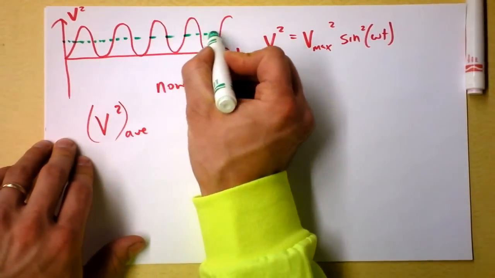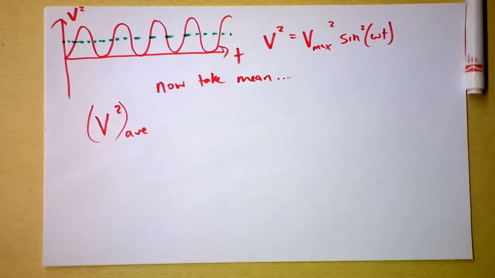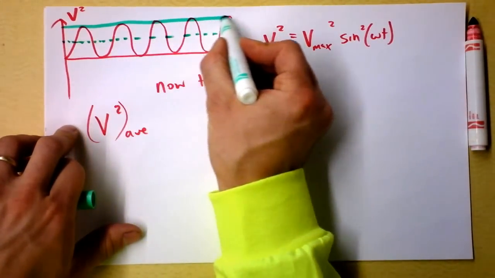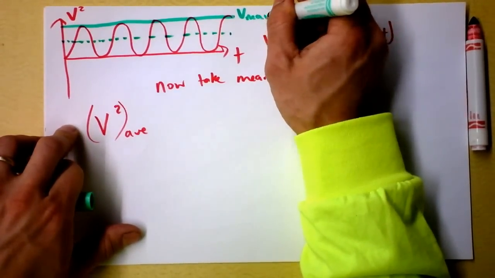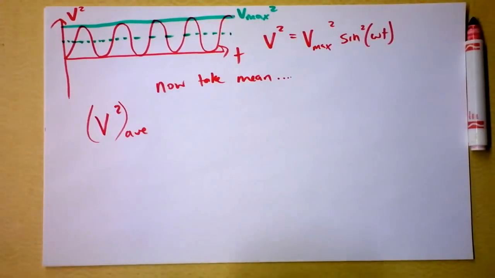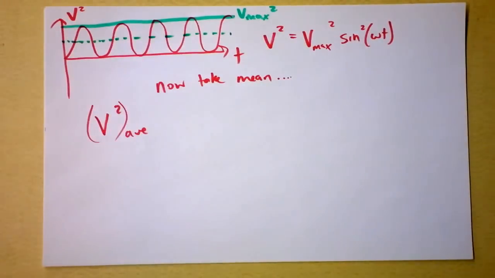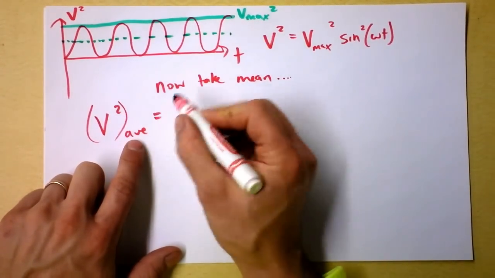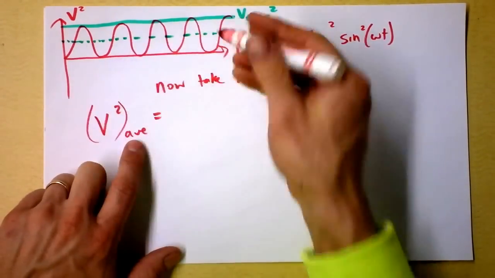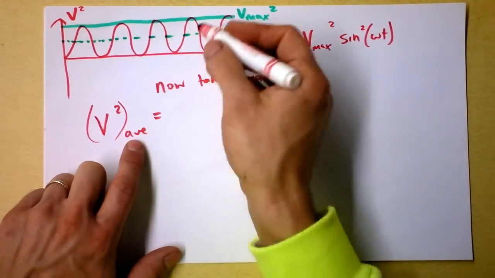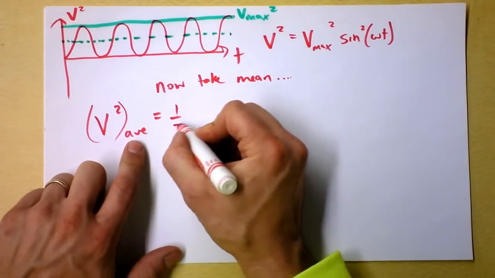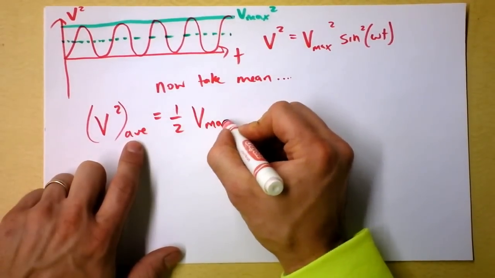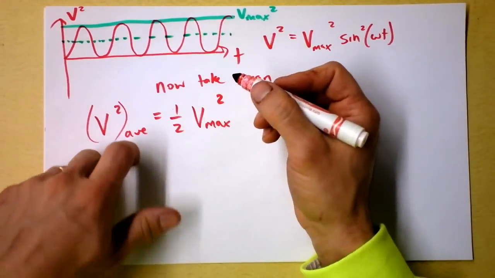Where do you think that is? You see, this value up at the top, this top value is what? The top value is simply V max squared, right? That's what it means. V squared max is V max squared, so that's fine. But V squared averaged is just half that big. Look at it. Isn't it half that big? Of course it's half that big. It's symmetric around the halfway point. So this is 1/2. Now, careful, I'm going to write 1/2 V max squared.